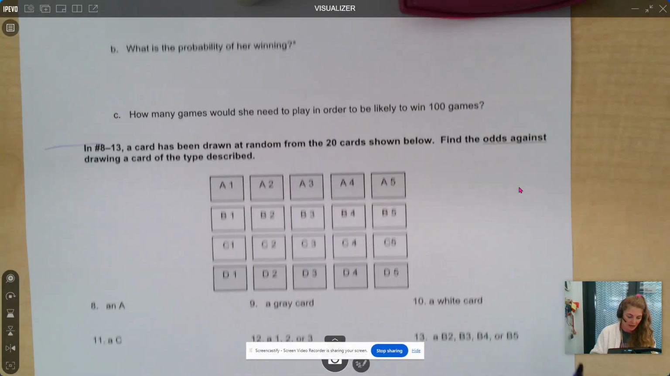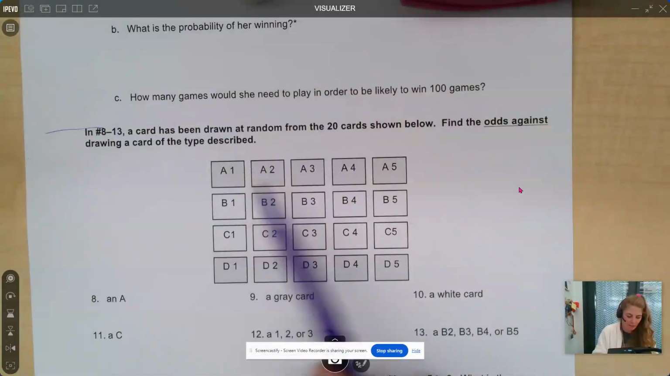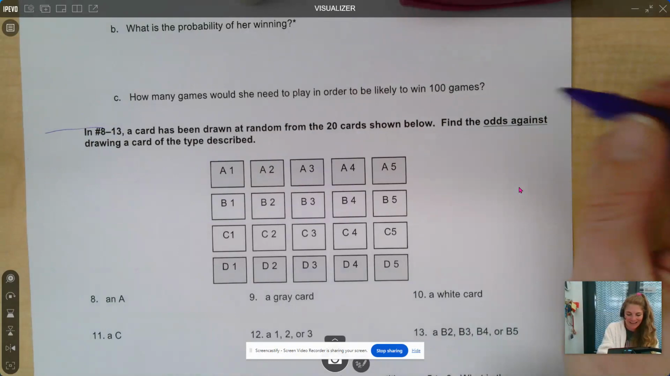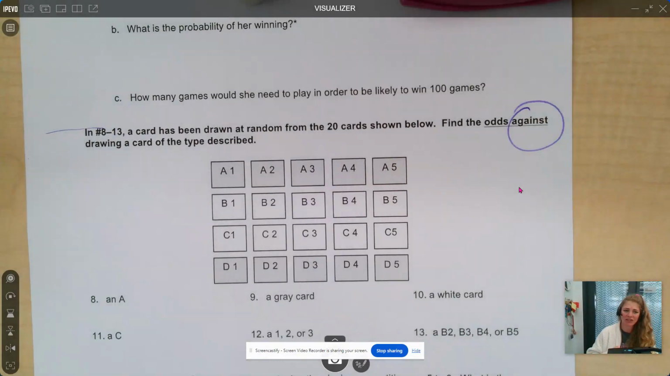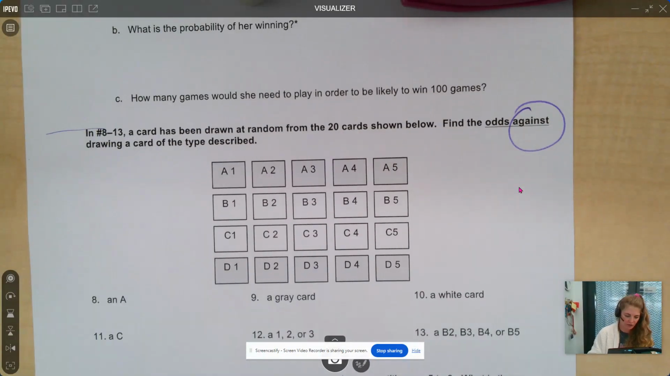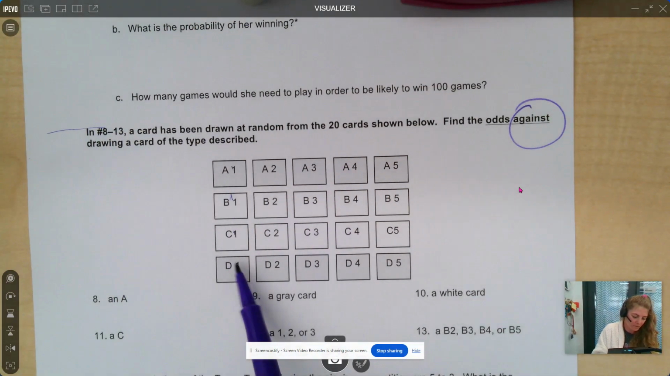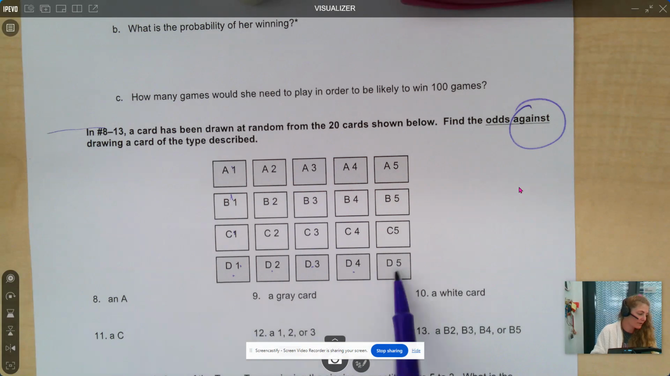Proud of you. 8 through 13 says a card's been drawn at random from the 20 cards shown below. Find the odds against drawing a card as the type described. We are just negative Nancy's today. So we have a total of 4 by 5, so there's a total of 20 cards here.